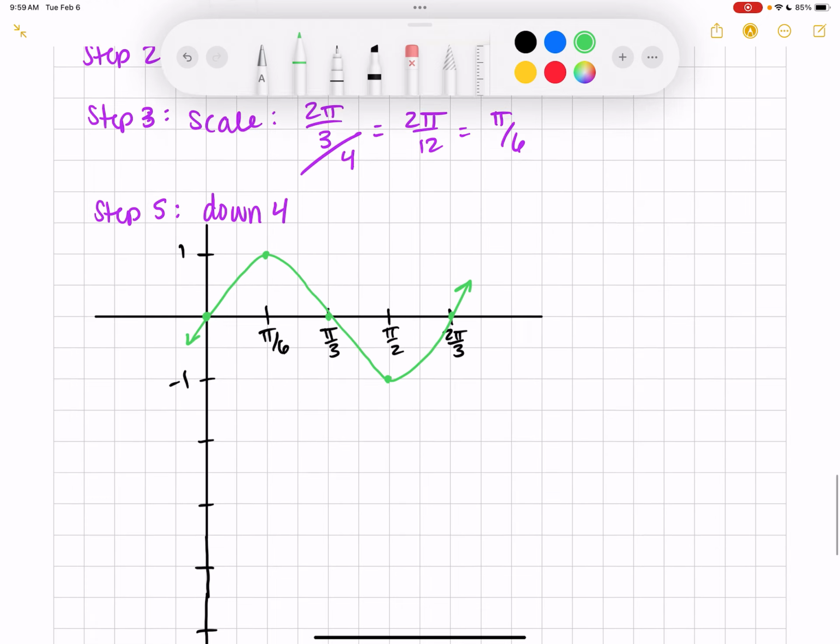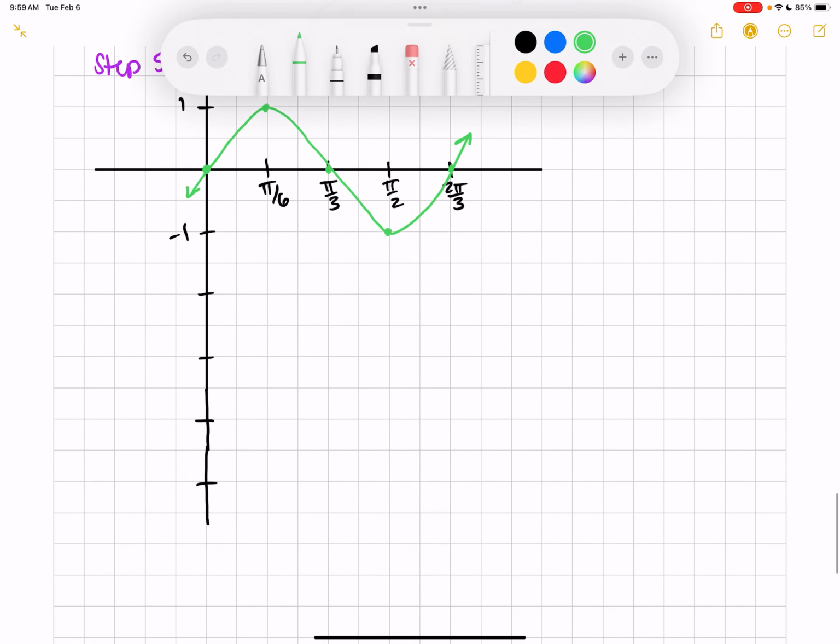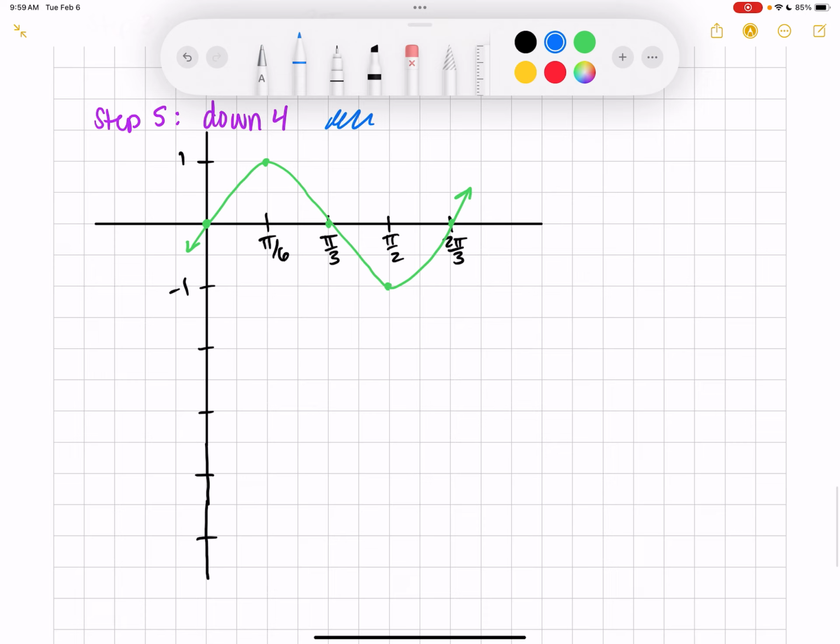All right, now every point is getting shifted down 4. So my final again is going to be in blue. So down 1, 2, 3, 4. Down 1, 2, 3, 4. And down 1, 2, 3, 4. So then my final graph is down here.